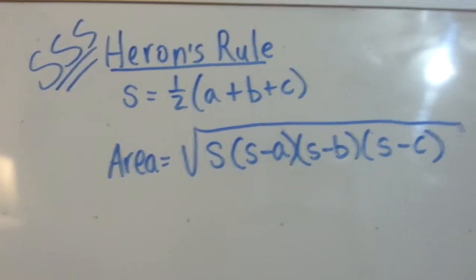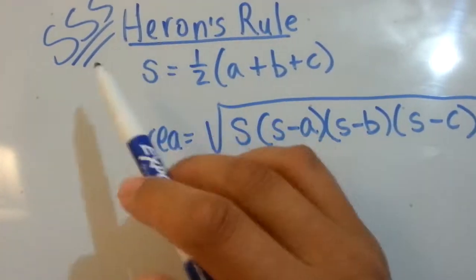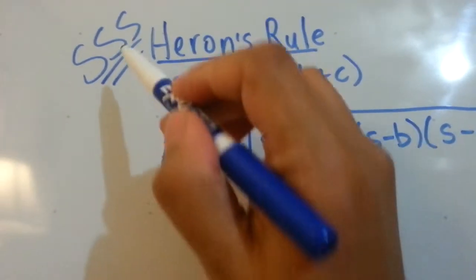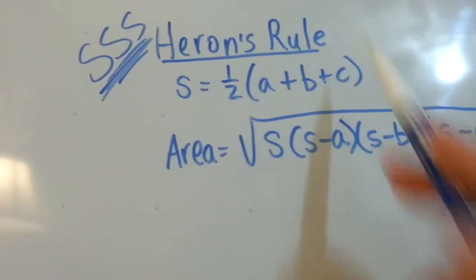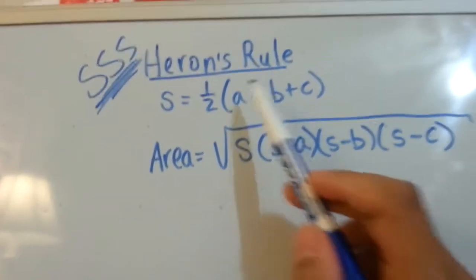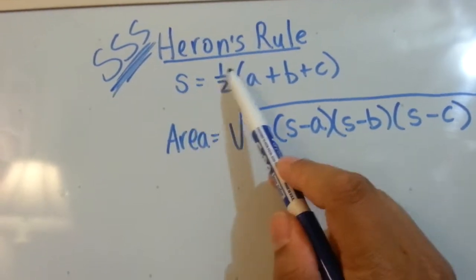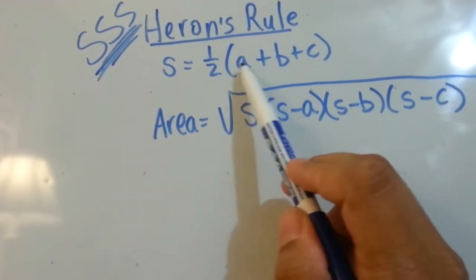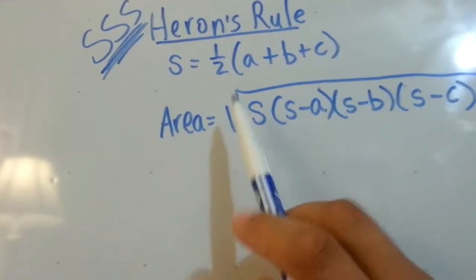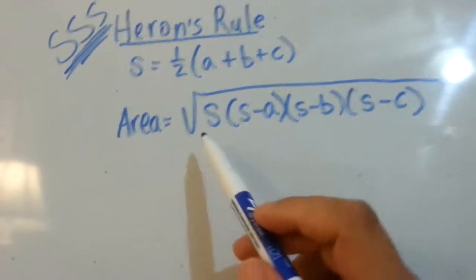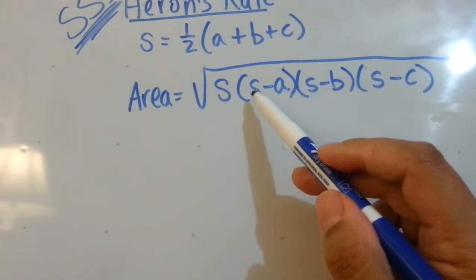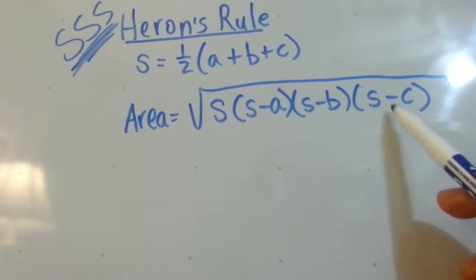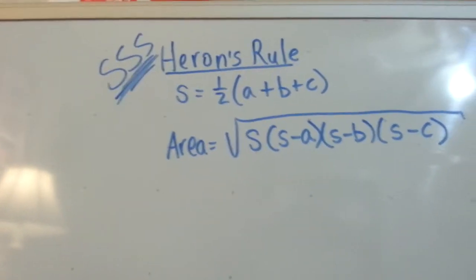And the other formula that we have for area is Heron's Rule. With Heron's Rule, it works best with SSS because you need three sides in order to calculate this. So you would calculate this imaginary side with this 1/2 the sum of the sides, and then just plug it into the area formula. Make sure that you have the square root, and then inside is S times S minus A, S minus B, S minus C. It's really just plug and chug.